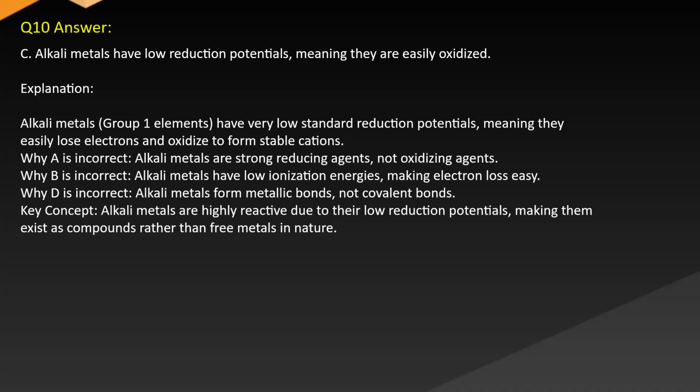Alkali metals are strong reducing agents, not oxidizing agents. B is incorrect. Alkali metals have low ionization energies, making electron loss easy. D is incorrect. Alkali metals form metallic bonds, not covalent bonds. Key concept: alkali metals are highly reactive due to their low reduction potentials, making them exist as compounds rather than free metals in nature.